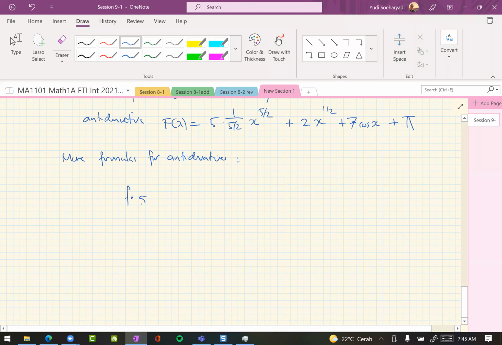This is the composite function, and plug into d/dx. By the chain rule, this gives you f prime, so the derivative of f, f prime computed at g, times the derivative of g. That's the chain rule.